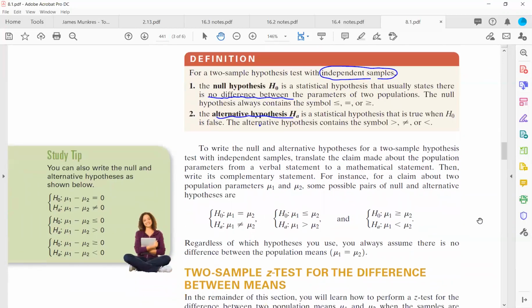Again, remember that the graph depends on your alternative hypothesis. In this case, where you don't have equality, it means that it is less than or greater than, so it's a two-tailed graph. In this case, you have a right-tailed graph, greater than. And in this case, it says less than, so you get the left-tailed graph.